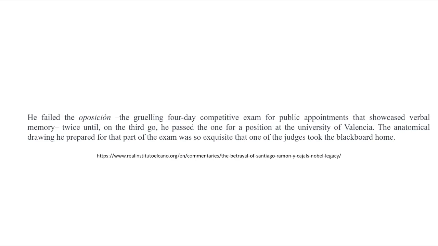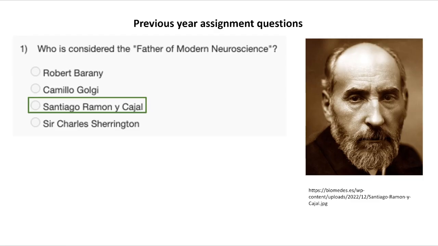Yeah, so we discussed how he failed the oppositions two times and finally managed to pass only in the third attempt. And why is he considered the father of modern neuroscience? Because he was the one who actually discovered that neurons are separate, independent entities and they are not a reticular network. So he was the one who came up with the neuron doctrine.